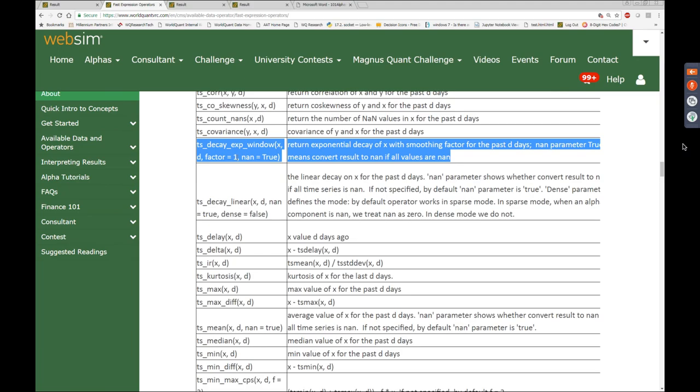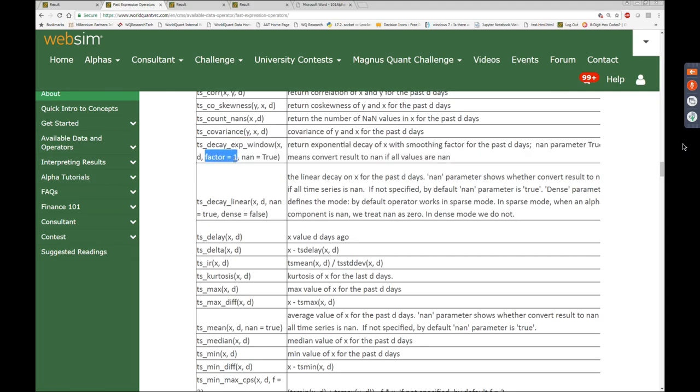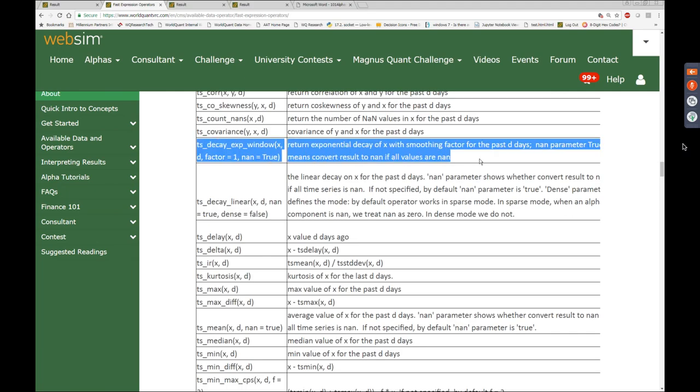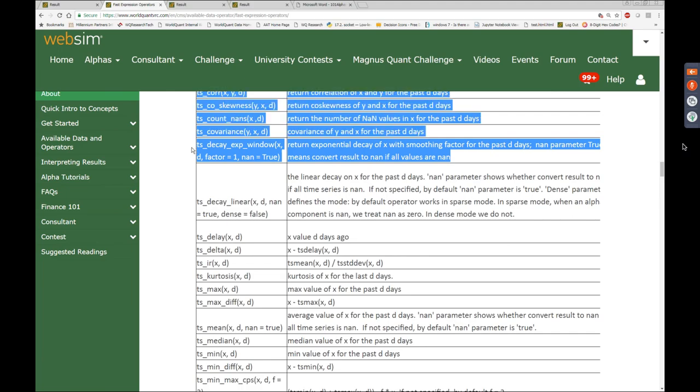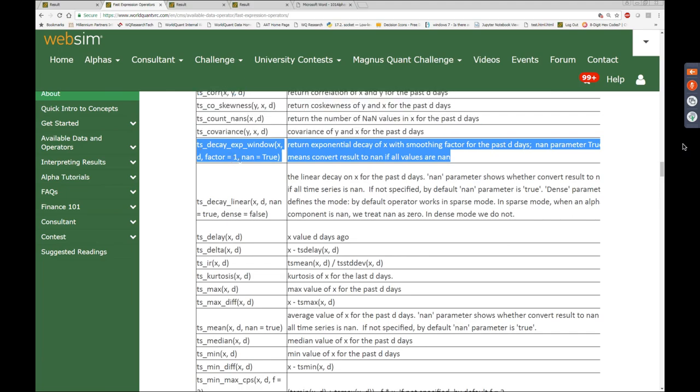If the factor is 1 or very close to 1, even if the window is 250 days, you're looking only at the very recent days. And if you decrease the value of this exponential factor to 0.1 or even lower, you take into account much more of the past values. You can think of it as an exponential smoothing kind of thing. That means the lower the factor is, the more you smooth the data.